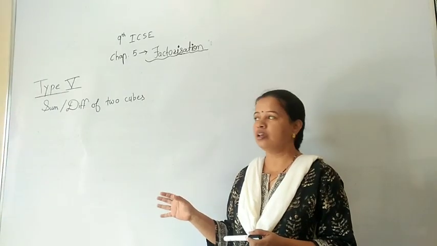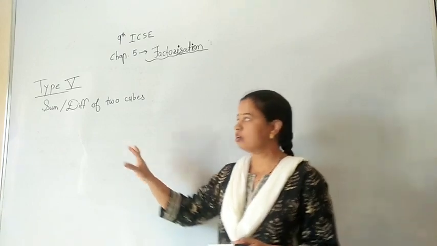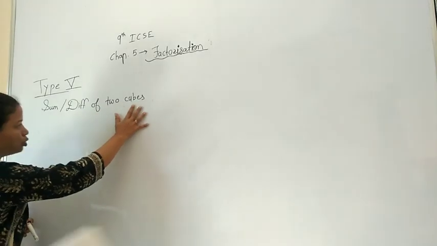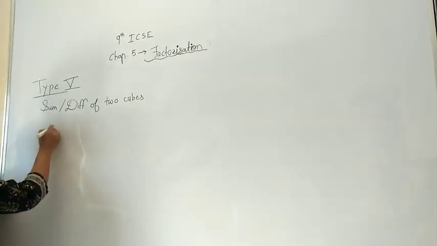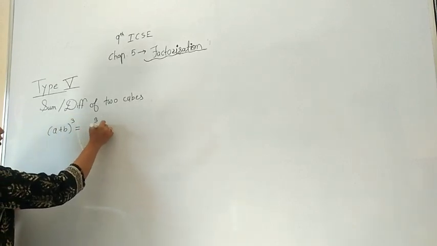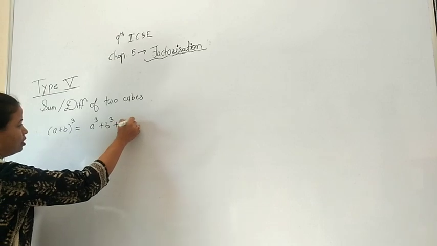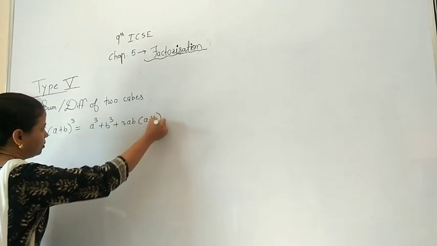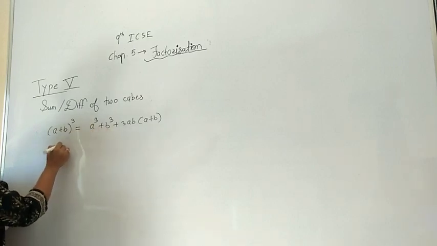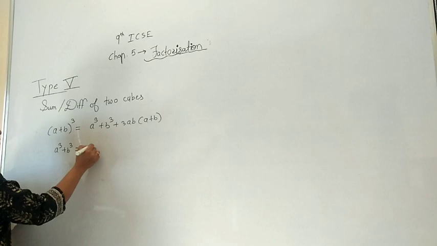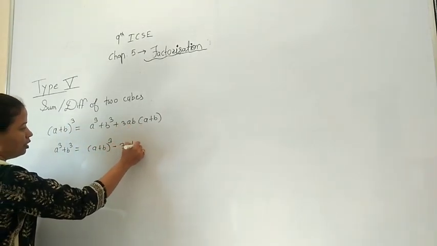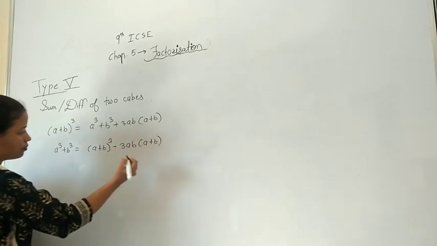Here we are going to study about type 5. Now type 5 depends on the sum or difference of two cubes. Now this formula you will learn about: (a plus b) bracket cube expands like a cube plus b cube plus 3ab into (a plus b). Now I want this as the subject. So a cube plus b cube gives (a plus b) bracket cube minus 3ab into (a plus b).